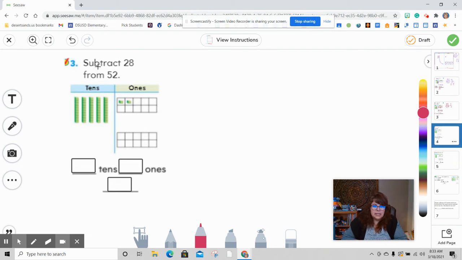Okay, so now it says to subtract 28 from 52. Now remember, subtract means to take away. That's the academic language. Subtract 28 from 52. So I have 52 here. Now, in the number 52, you know that that's the one we circle because that's the one we're going to draw. And we have 2 digits, the tens place and the ones place.